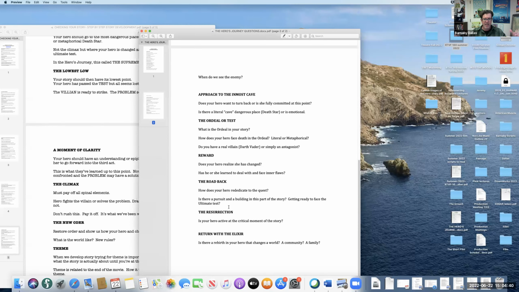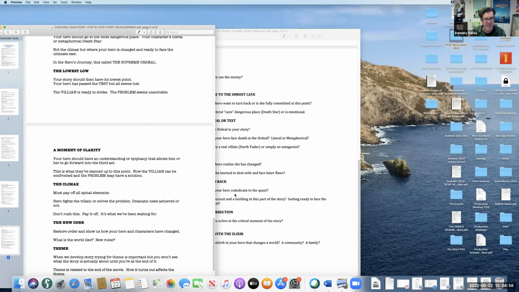And there's often, this is where dramatic irony comes in. This is where we see the laser pointing at the rebel base. This is where we realize that the clock is running out, getting ready to face the ultimate test, right? The climax, paying off all spinal elements, right?